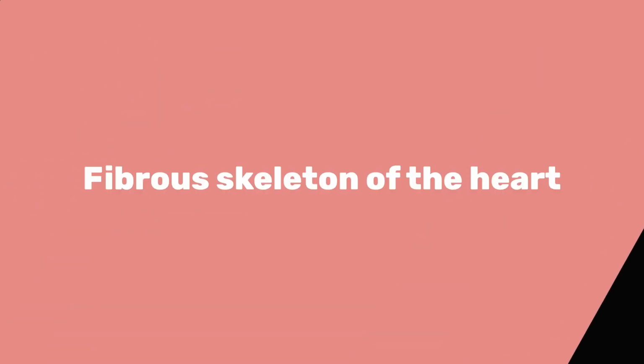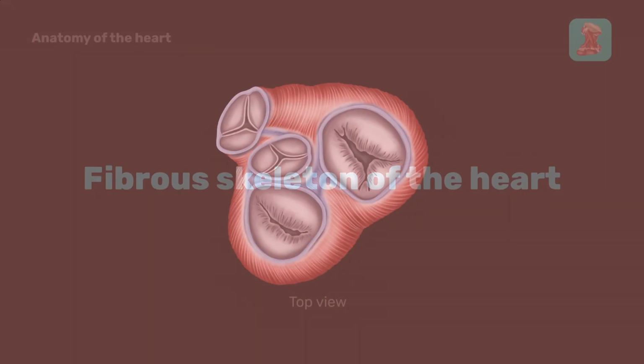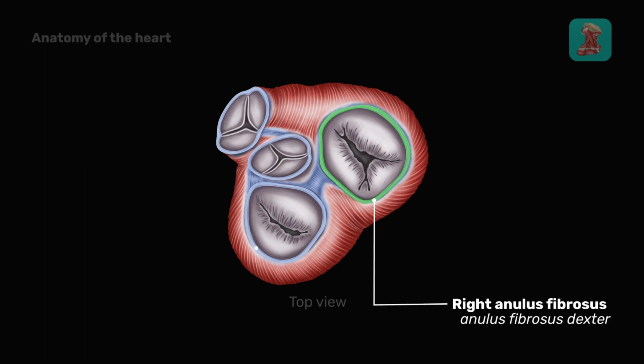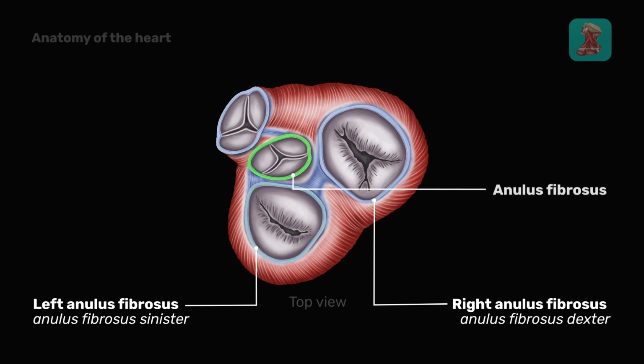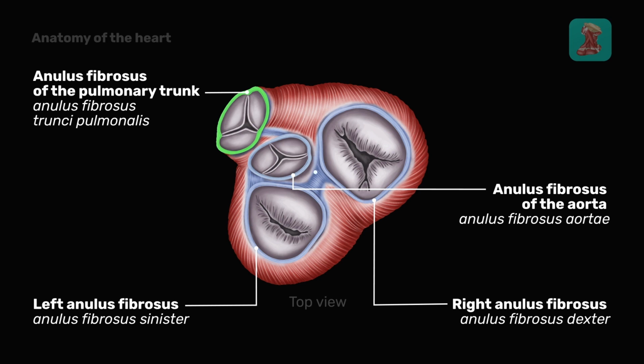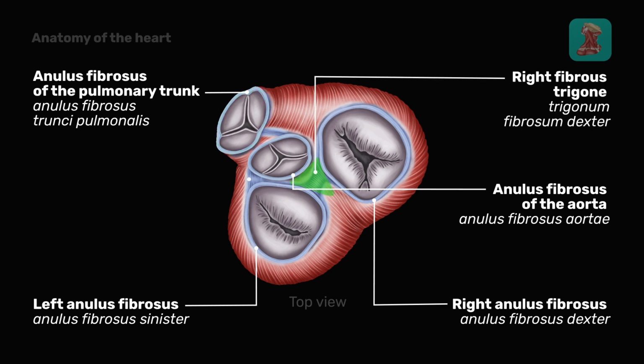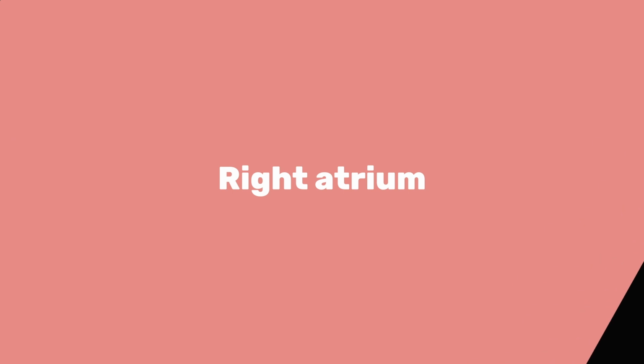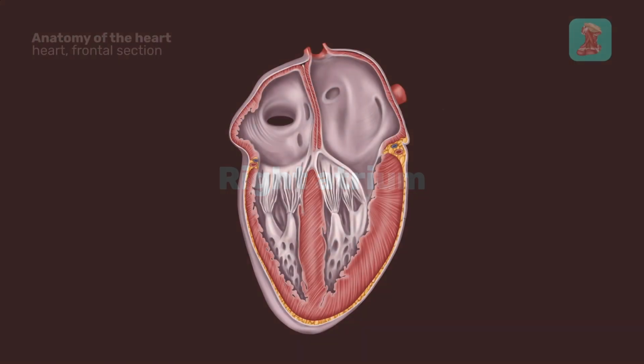The heart also has a skeleton of sorts, which is called the fibrous skeleton of the heart and includes the following structures: the right annulus fibrosus, the left annulus fibrosus, located in the projection of the coronary sulcus, the annulus fibrosus of the aorta, the annulus fibrosus of the pulmonary trunk, the right fibrous trigone, the left fibrous trigone. In the right fibrous trigone, there is an opening through which the fibers of the conducting system of the heart pass. Let's examine each of the 4 chambers of the heart in greater detail.